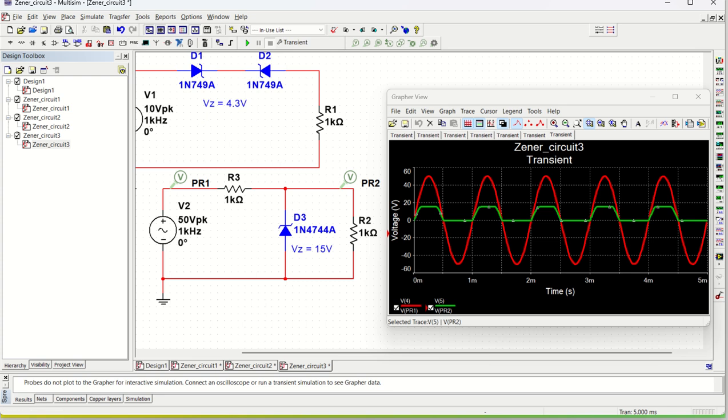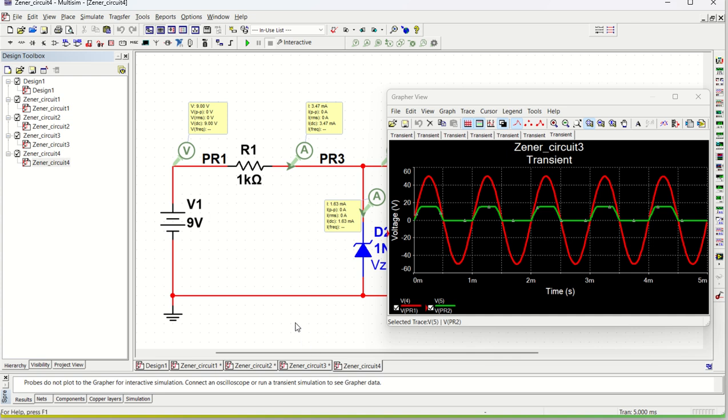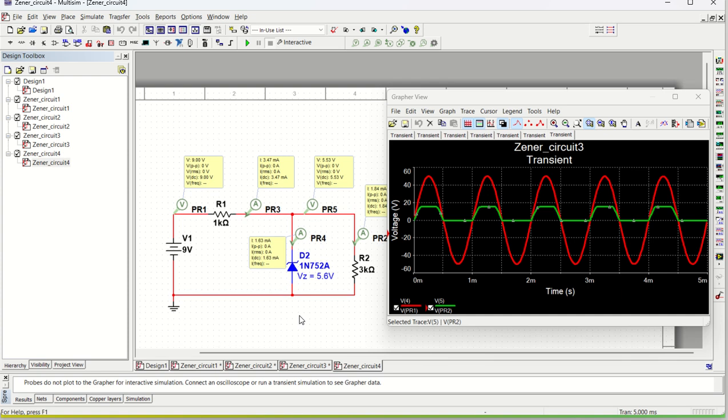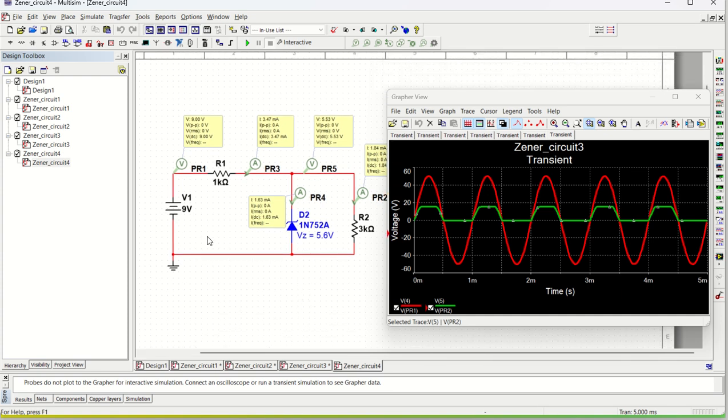Let us quickly see another circuit. I am going to open the next circuit of Zener diode, let us say 4. So this is the circuit that is there with us. As you can see, we have 1 kilo ohm and we have 3 kilo ohm. So the voltage at this point is 5.3 because the calculation is less, 5.4 or something. If you simulate, you are going to get 5.3. Forget this graph right now.